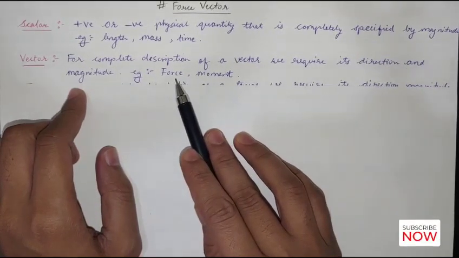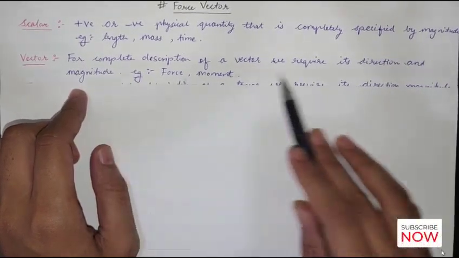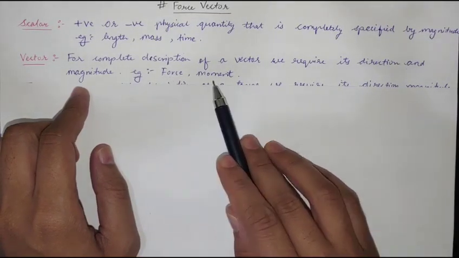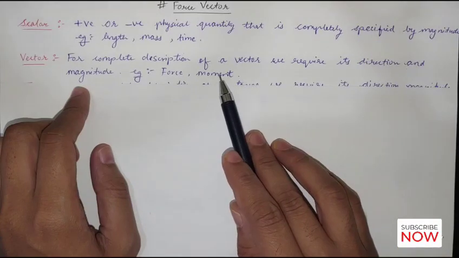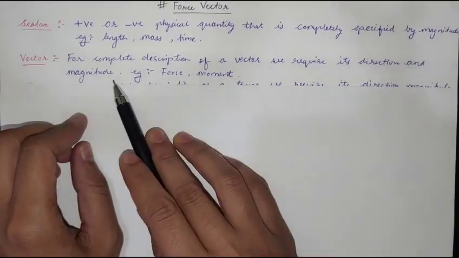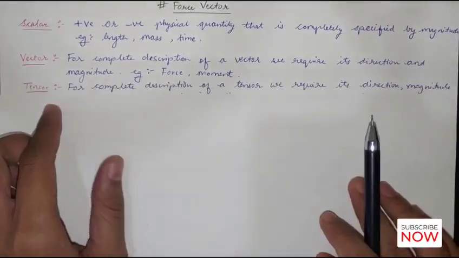So force is acting with some particular magnitude, but if we do not specify the direction, then we cannot understand how it is acting, where it is acting. Similarly, moment also requires direction with the magnitude. So those quantities which require direction and magnitude are vector quantities.